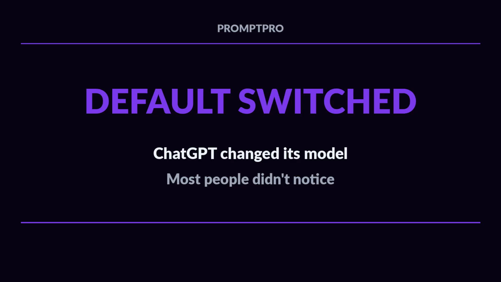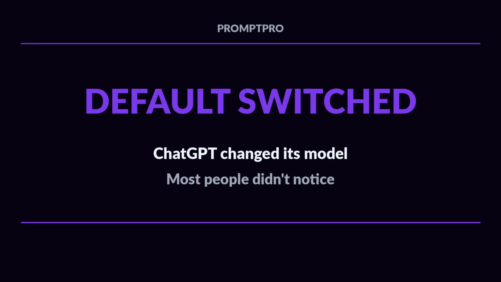If you opened ChatGPT this week and it felt a little faster, you weren't imagining it. OpenAI quietly changed the default model. Most people didn't notice, and that's the part that can quietly cost you. Here's what happened. As of June 2026, GPT-5.5 Instant is now the default model in ChatGPT. That means when you open a new chat and start typing, this is the model answering you, unless you manually pick something else. And for the vast majority of users, that switch happened silently.